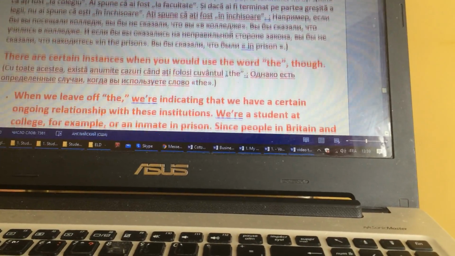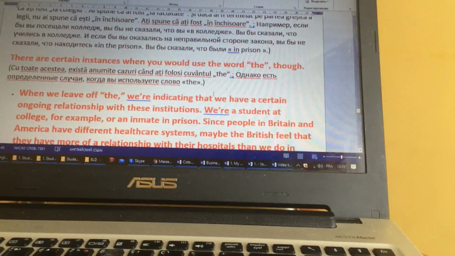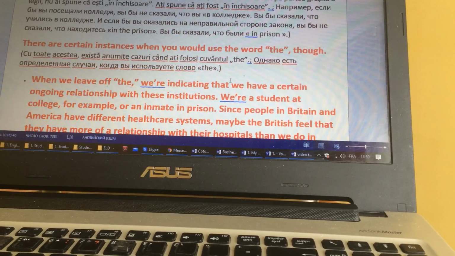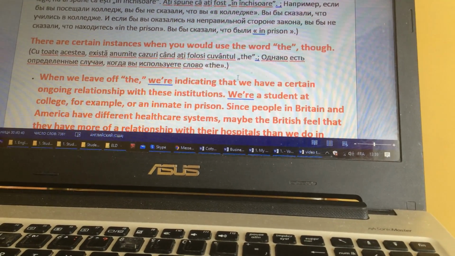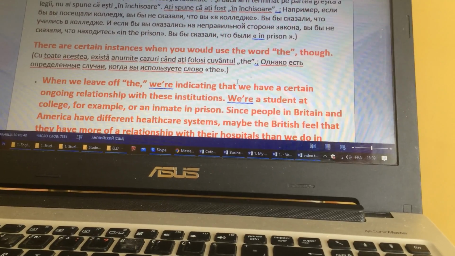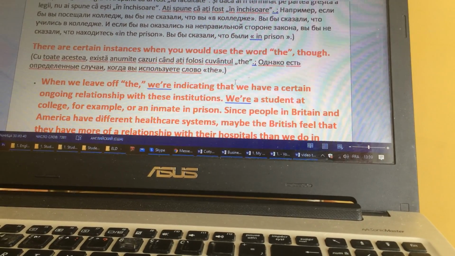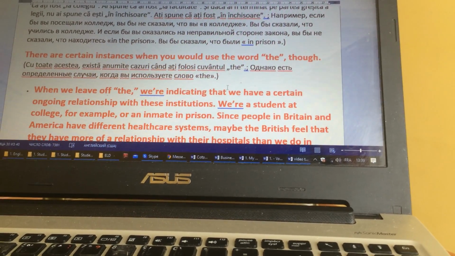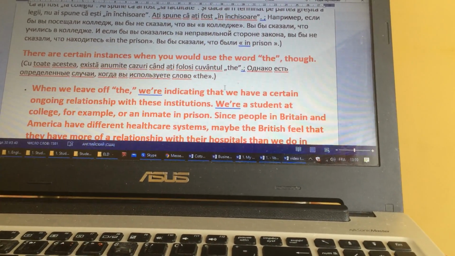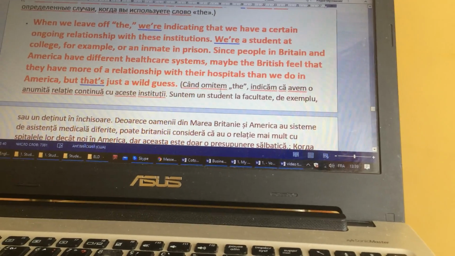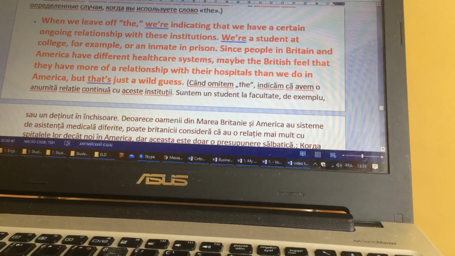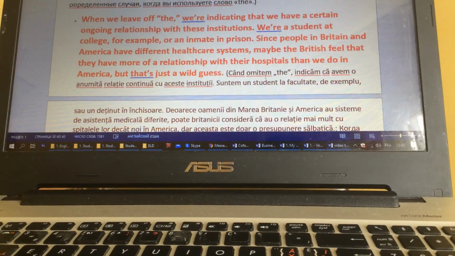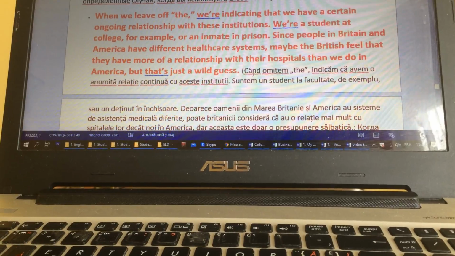There are certain instances when you would use the word "the," though. When we leave off "the," we are indicating that we have a certain ongoing relationship with the institutions. We're a student at college, for example, or an inmate in prison. Since people in Britain and America have different healthcare systems, maybe the British feel that they have more of a relationship with their hospitals than we do in America. But that's just a wild guess.